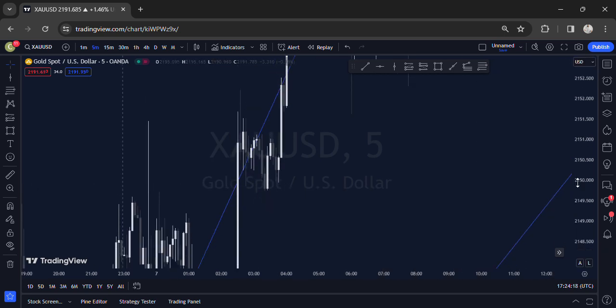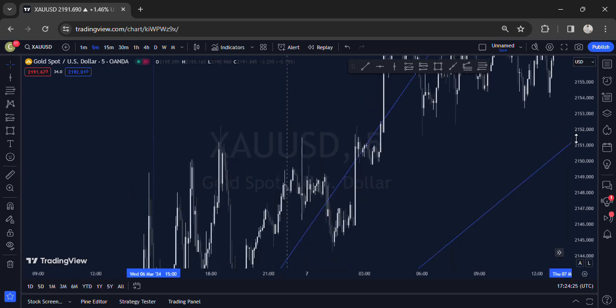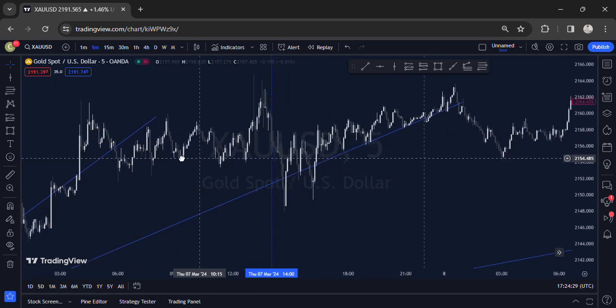Let's just check one of these trend lines. No, that was not it. That was not it at all. That was not it.